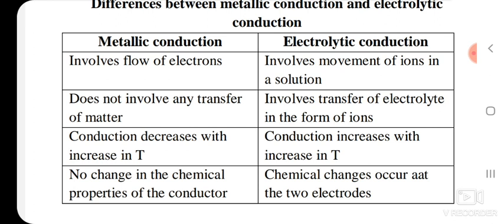In metallic conduction, there is no change in the chemical properties of the conductor, whereas in electrolytic conduction chemical changes occur at the two electrodes.